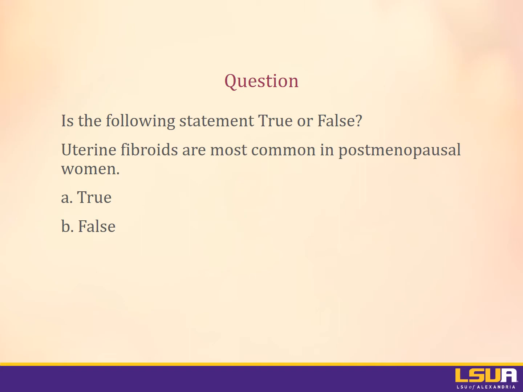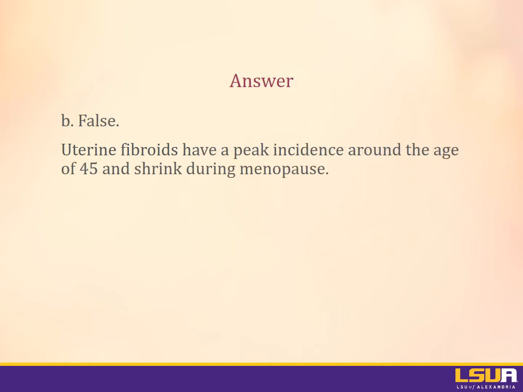Uterine fibroids are most common in postmenopausal women. True or false? Uterine fibroids peak at around the age of 45. We haven't gone through menopause yet at 45. Some women may have some premenopausal symptoms, but menopause usually occurs after 50.